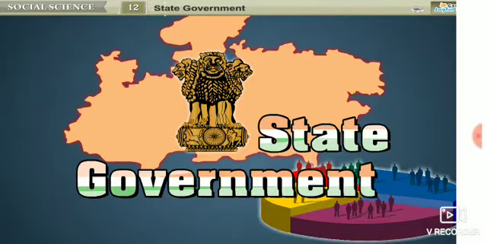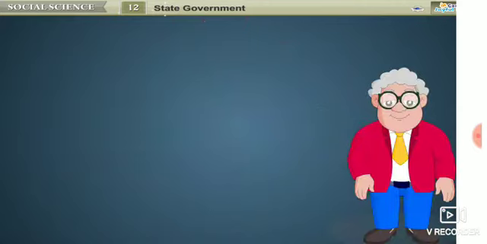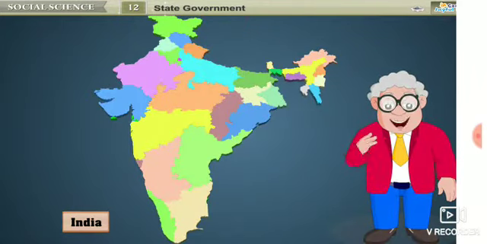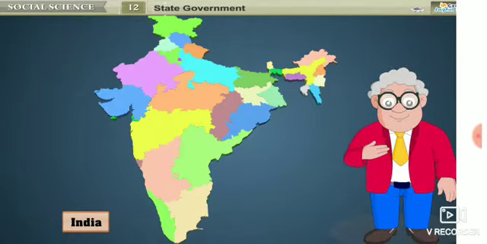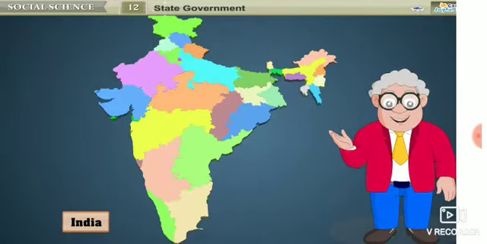Chapter number 12. State Government. India is a federal union comprising 29 states and 7 union territories. The states and union territories are subdivided into districts and further into small administrative divisions.